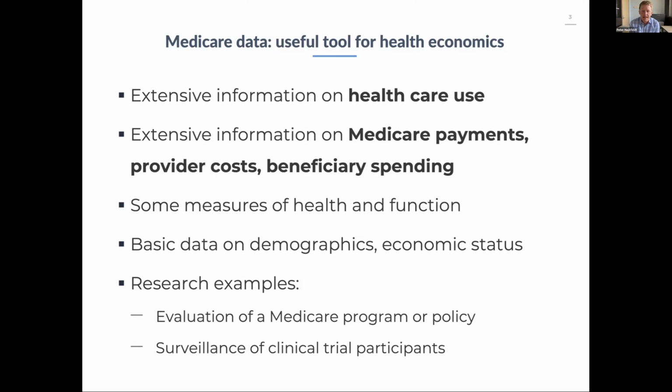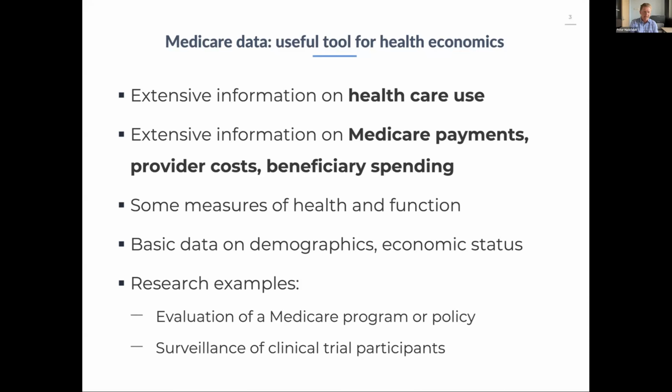Medicare data also includes information on the costs to healthcare providers for providing healthcare services. It also includes information on Medicare beneficiaries' out-of-pocket costs. Medicare data also includes some measures of beneficiary health and functional status, and we'll talk about that a little bit as well. And the master beneficiary summary file includes some basic data on demographics and economic status. Economic status here means income-based eligibility for programs such as Medicaid and the Part D low-income subsidy. In addition, you can tell where Medicare beneficiaries live, which can be linked with information on different communities. So overall, this is a rich source of information for research studies.